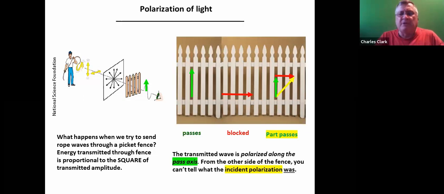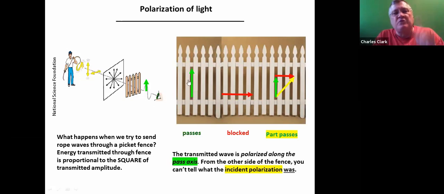Yeah, so the summary conclusion, I think I just said it. The transmitted wave is polarized along the pass axis, and most importantly, an observer who can only see the waves on the other side of the fence only sees wave motion in one direction. So in some sense, there's no information contained in those waves about the nature of the incident wave.